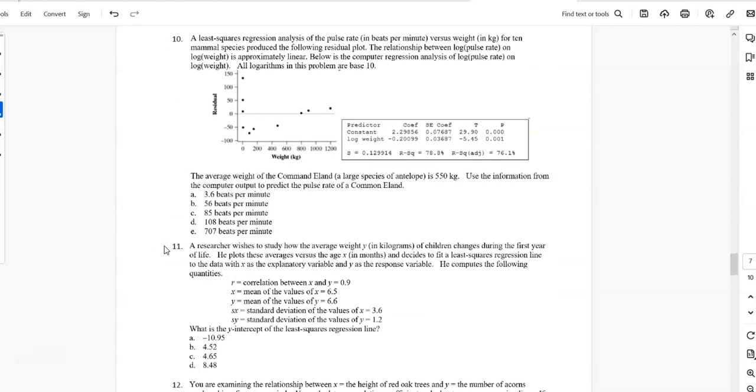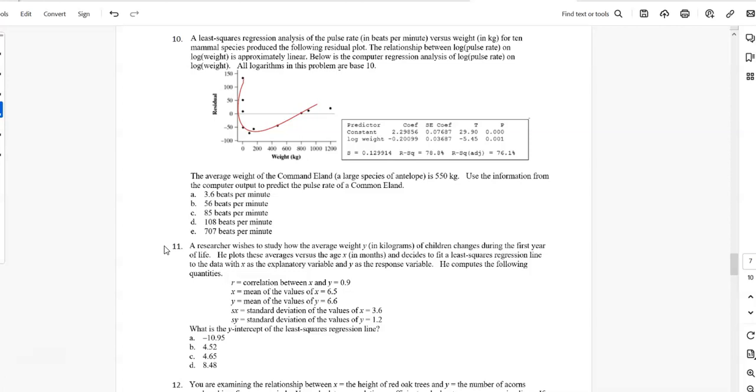Least squares regression analysis of the pulse rate versus weight for 10 mammal species. The relationship between log of that and log of those is approximately linear. The original data has a lot of curve to it, and that doesn't look good. But when they took the log of both the x and the y, it looked approximately linear. And then they did some analysis, and so we have the analysis over here. The average weight is 550. So use the information to predict the pulse rate.